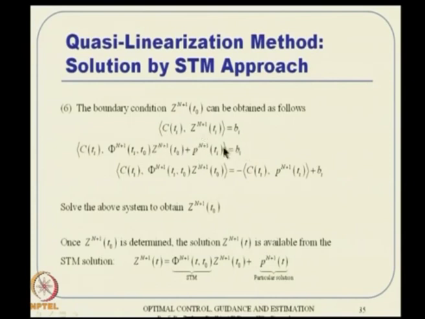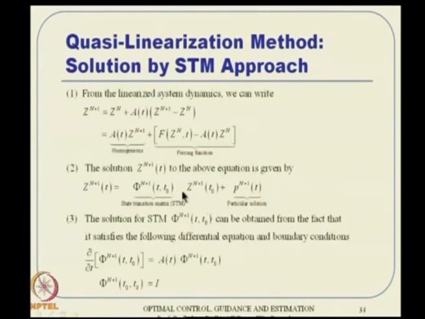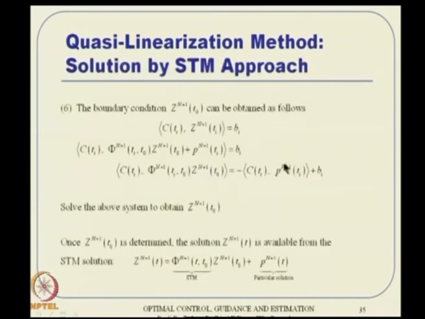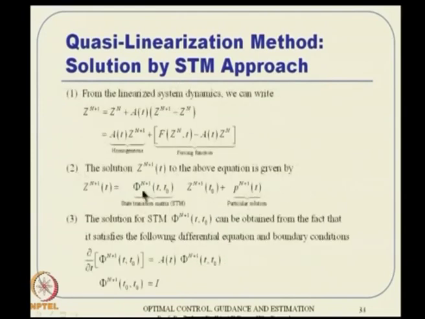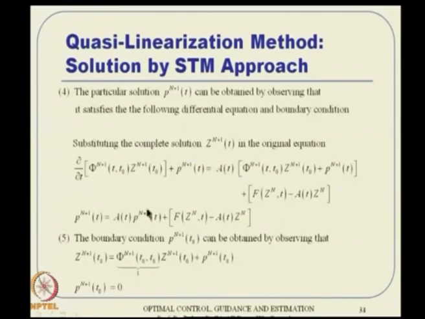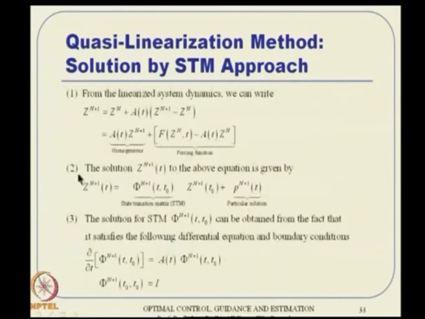This solution you can put here, expand this inner product and take it to that side. If you solve this, you will get an initial condition for z n plus 1. Then you can integrate this equation. You need this z n plus 1 t 0 to get going. If you know this, then you are done. Z n plus 1 t 0 is obtained this way from the boundary conditions. Now, this one is obtained through this, and this one is obtained through this differential equation with this boundary condition. That is how you get the solution like this.